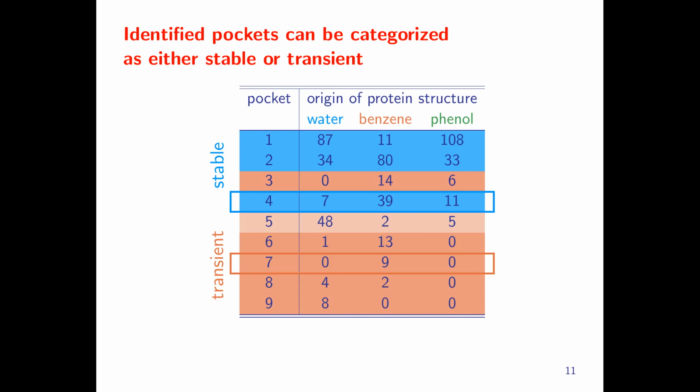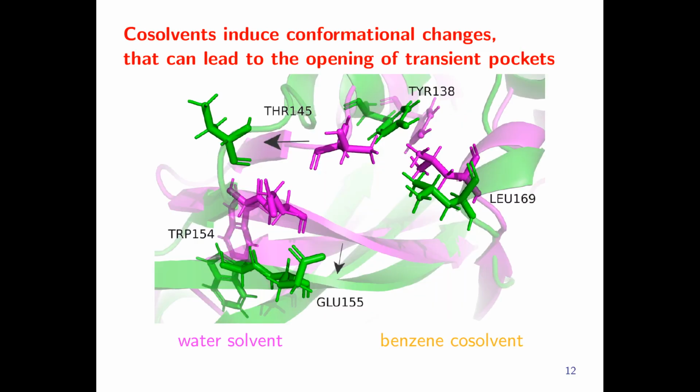So to gain a deeper understanding of the opening and ligand uptake processes of these sites, a stable and a transient pocket, number 4 and number 7, have been more thoroughly investigated. First, the structure of the protein around pocket 7 is visualized. I remind you at this point again that this pocket 7 is only able to bind ligands when conformations coming from the benzene trajectory are considered.